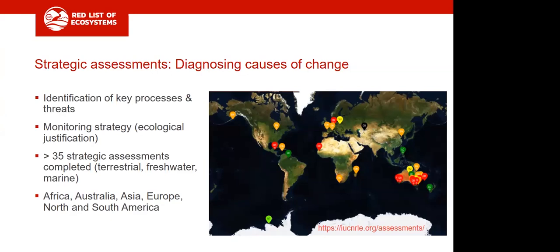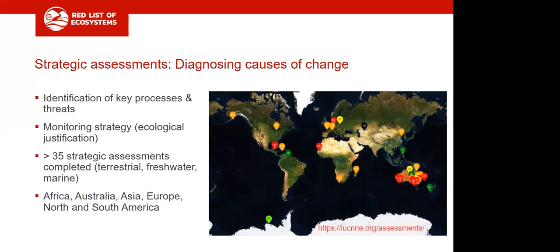And they've been really good at pushing forward the trials, those first case studies where we were trying out the methodology and how it was working. There are over 35 strategic assessments that have been completed so far across the world, a lot of them terrestrial ecosystems, but there are also examples from freshwater and marine ecosystems. And new assessments keep adding to this list each day.